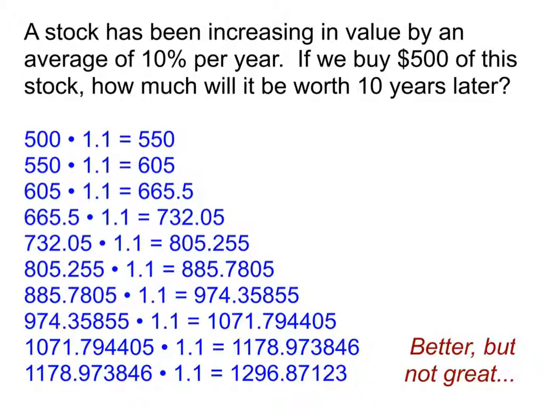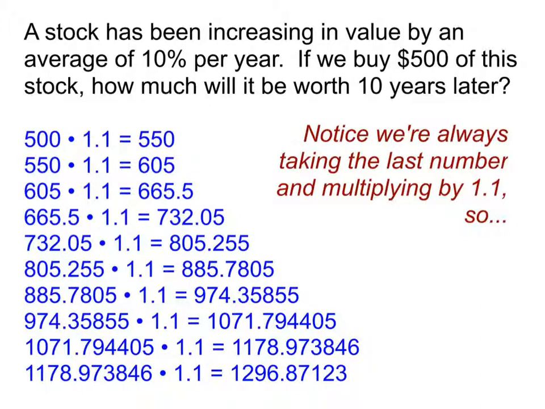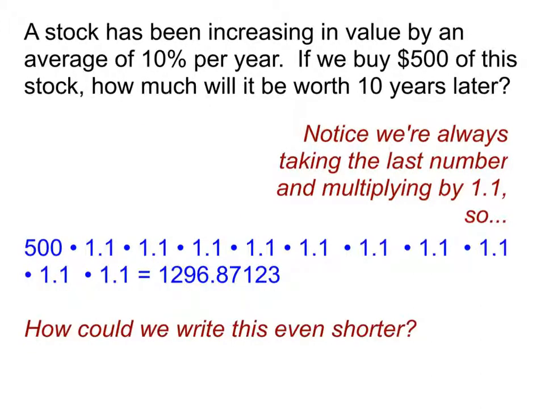So rather than having to press equals so many times on our calculator, if we're just multiplying the last number by 1.1, I could write it all out in one big, ugly line like this, where I'm doing 500 times 1.1, times 1.1, times 1.1, times 1.1, but there's a much shorter way to write it. Because I multiplied it by 1.1 10 times. What's a shorter way to write 1.1 times itself 10 times? Yeah. This is why exponents exist.